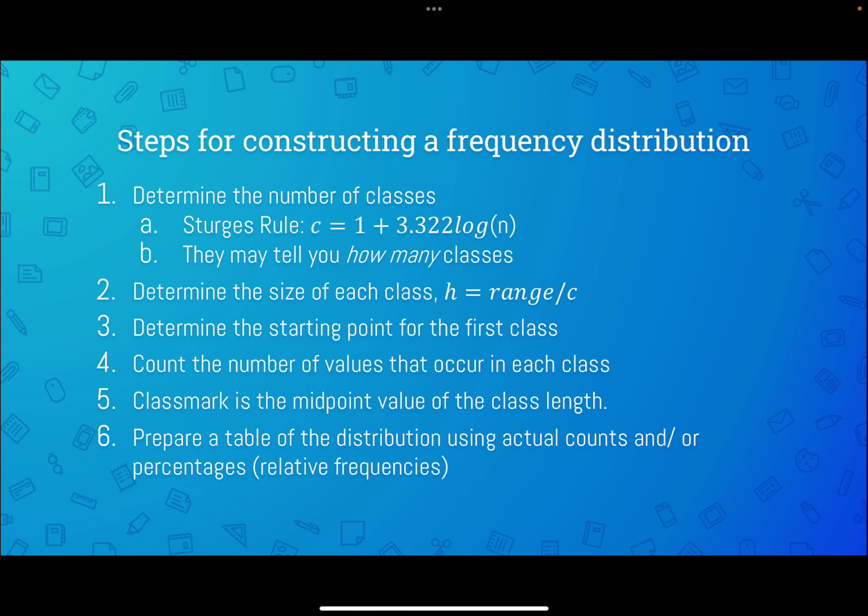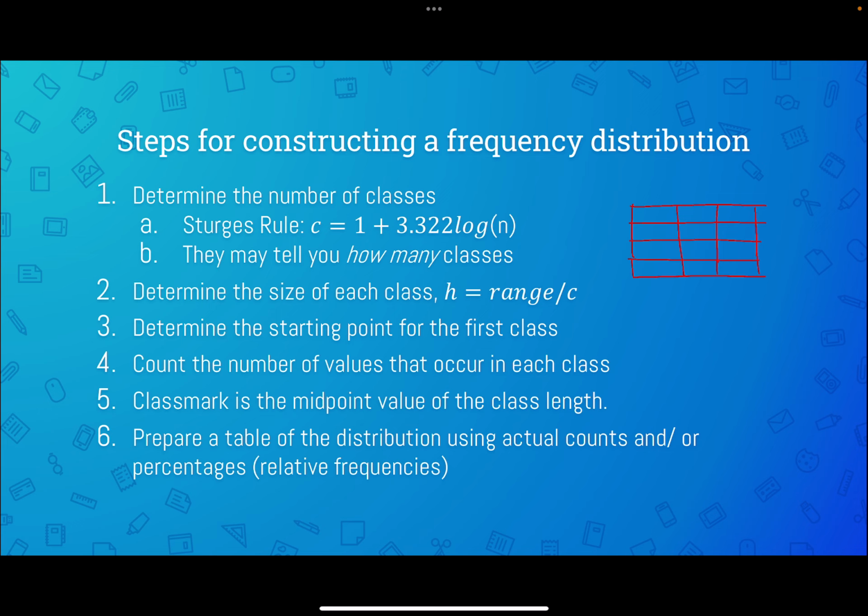So what do we need to do to construct a frequency distribution? The first thing that we need to do is to determine the number of classes. The number of classes is how many rows I'm having to present my data. So it is not always just saying from 0 to 10 and from 11 to 20. We can do two things. We can either follow Sturges' rule, or the problem can tell you how many classes you are working with.